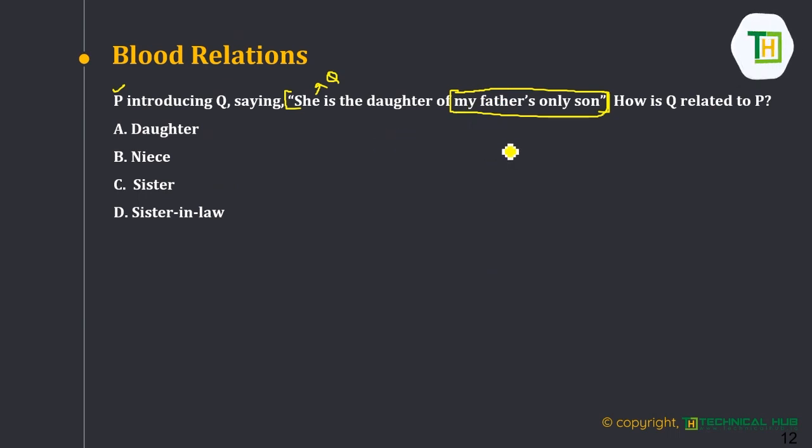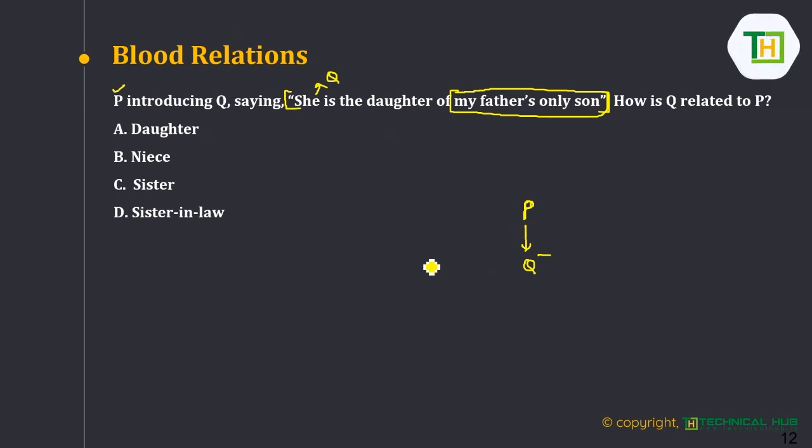So my father's only son may be P, because P is saying this. So she is the daughter of my father's only son. My father's only son is P, and Q is the daughter of P. Then how is Q related to P? Q is the daughter of P.